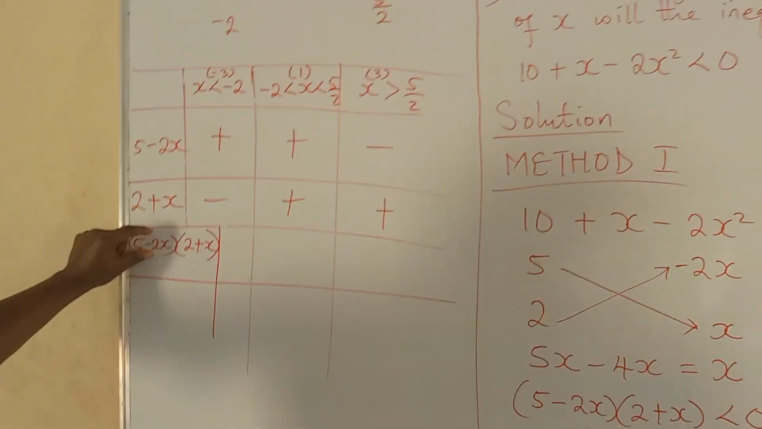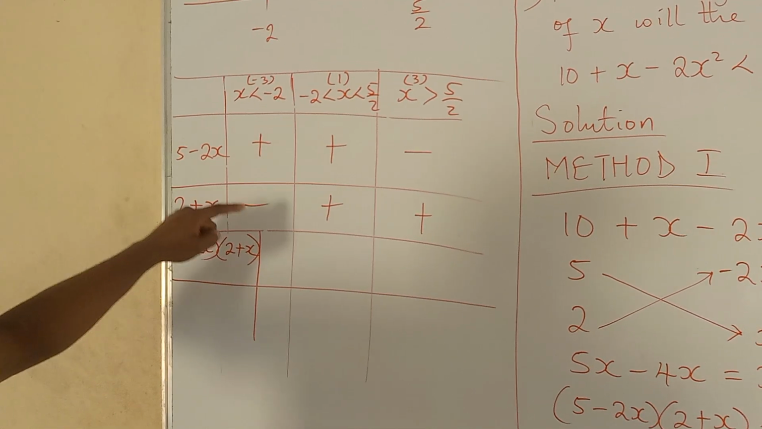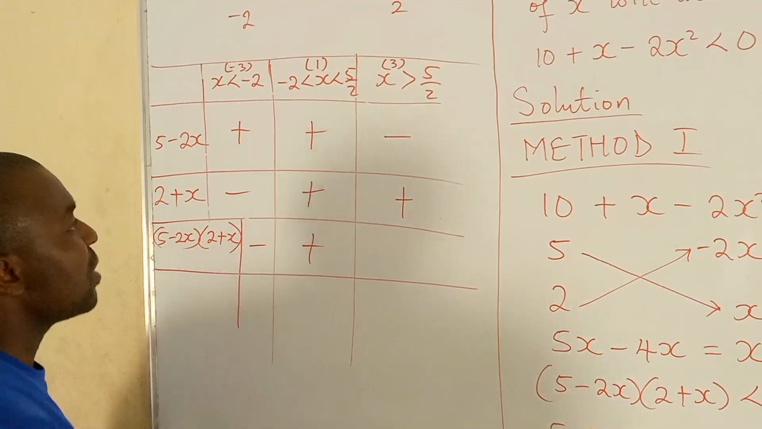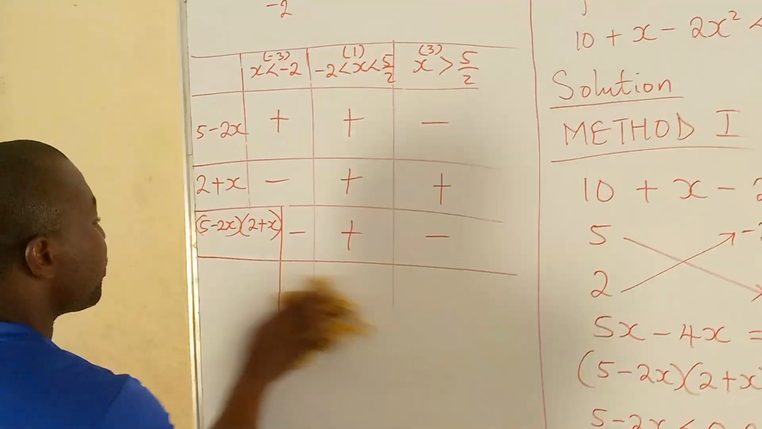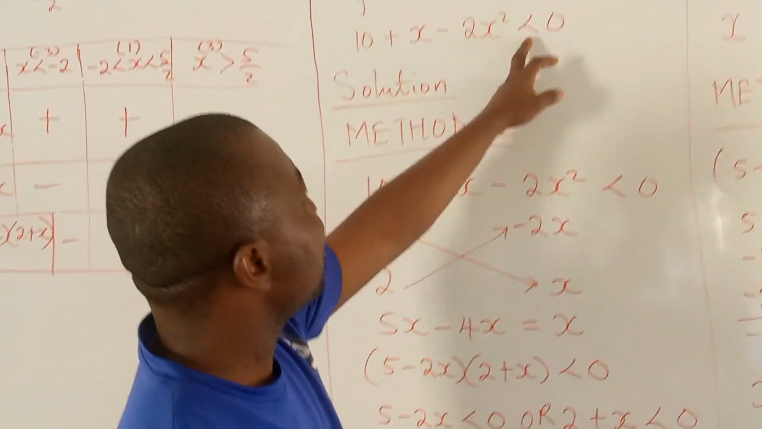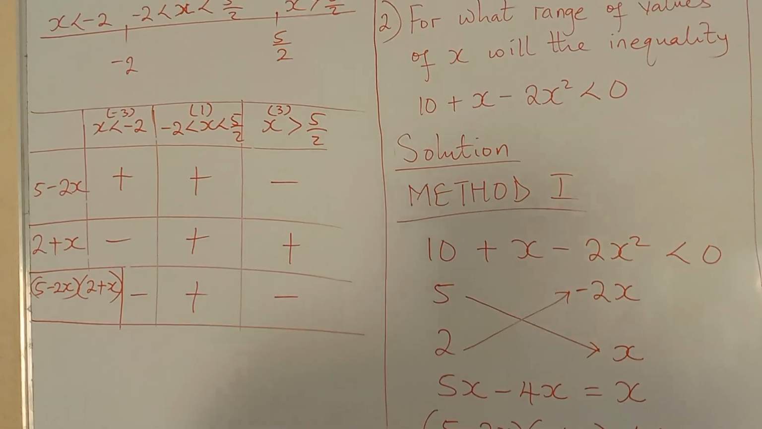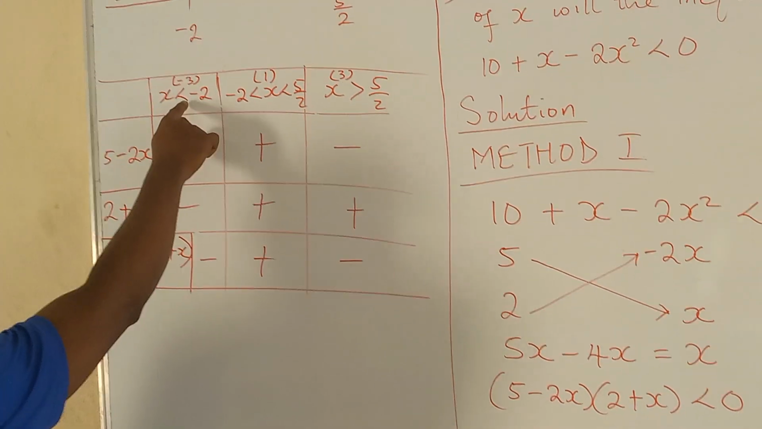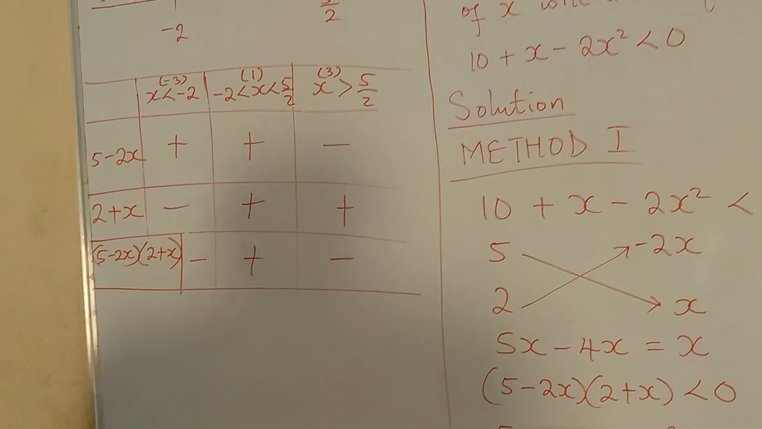Now, what this means is this bracket times this bracket. When this bracket is positive, this bracket is negative. So plus times minus, that is negative. Plus times plus, positive. Negative times positive, negative. So you go to the equation. What was the sign in the equation? The sign in the equation was less than. Every number less than 0 is negative. So we pick the ones that are negative. So it is this one, x less than minus 2, and x greater than 5 over 2, that are negative. So it therefore means that those are the answers.